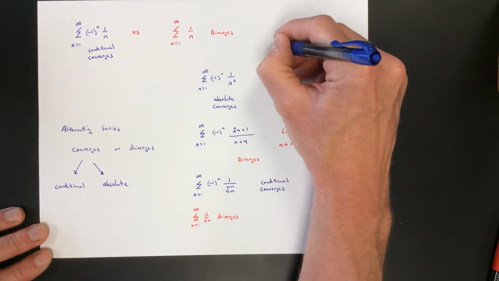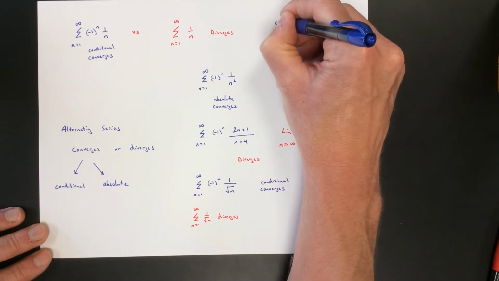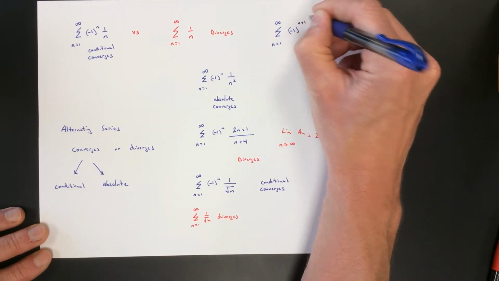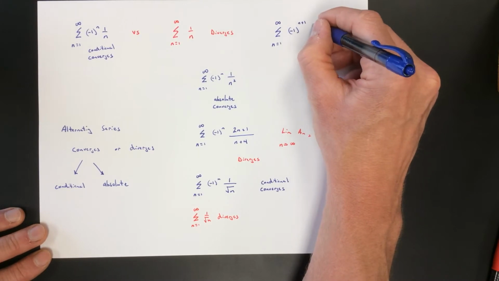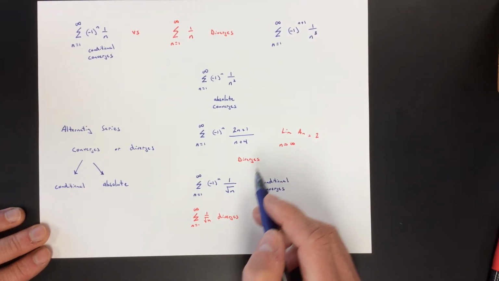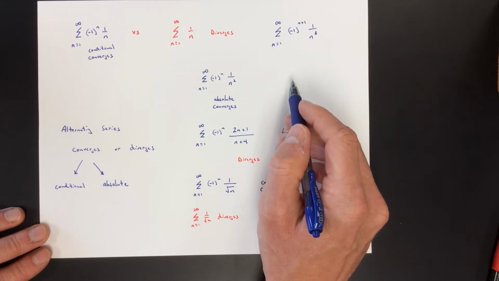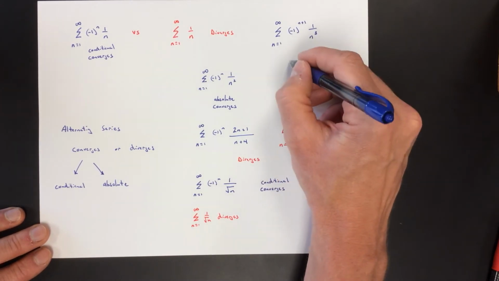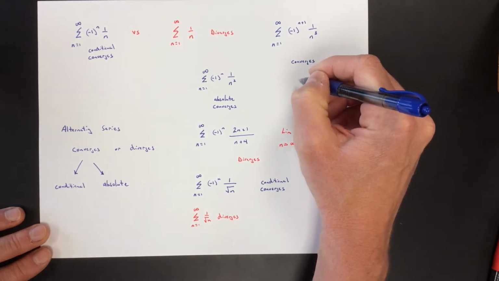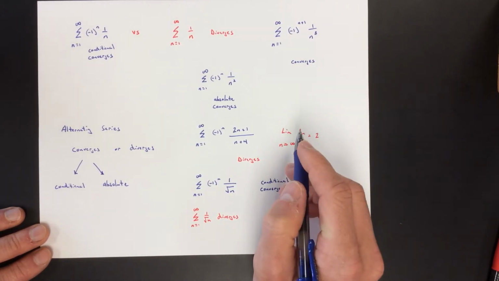If you looked at the alternating, again, I can make this n plus 1. That doesn't really do anything. 1 over n cubed. It's alternating. Its terms decrease in absolute value. It goes to 0, so it converges. So we know it converges. And then the question is, is it conditional or absolute?